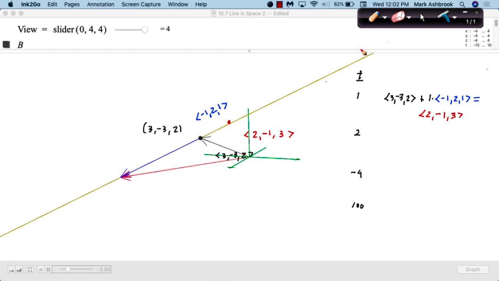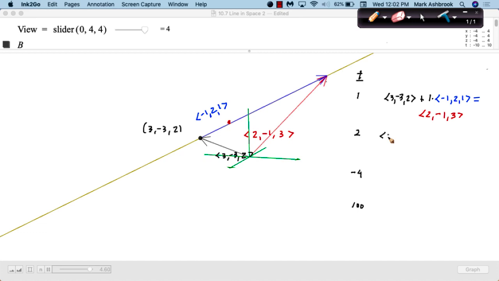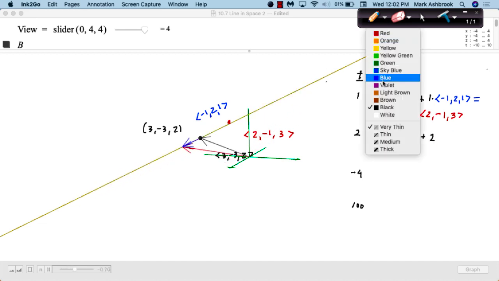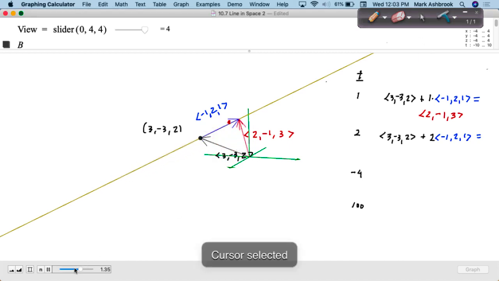So for 2, we would start with the same point, and then add, what do we add now? 2 times, and we're going to call this the direction vector, right? Because it points in the direction of the line, or is parallel to the line. The direction vector is parallel to the line. And what point will we generate then? So let's show that here. So here's that second point right there. And what point is that?